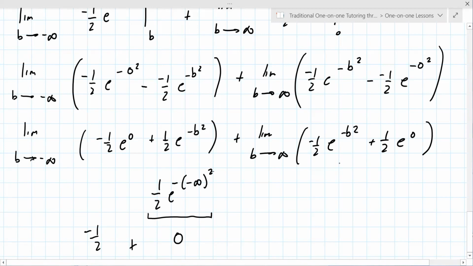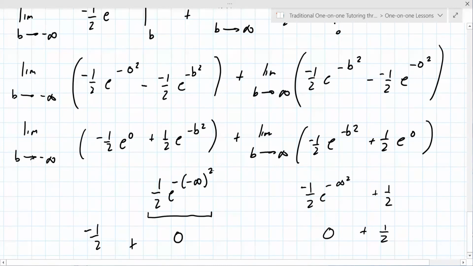On the right, it's kind of the same deal. It's minus 1/2 e to the minus infinity squared plus 1/2. When you square infinity, it's infinity, and e to the minus infinity is 0. This becomes 0 plus 1/2. So your final answer after all of that work is negative 1/2 plus 0 plus 0 plus 1/2, which is 0.